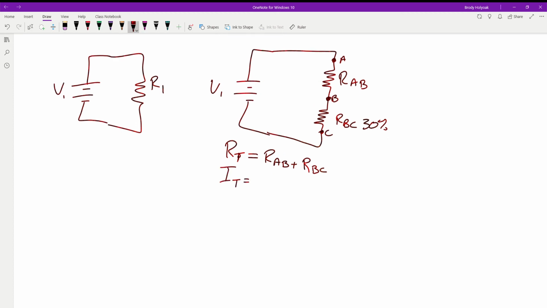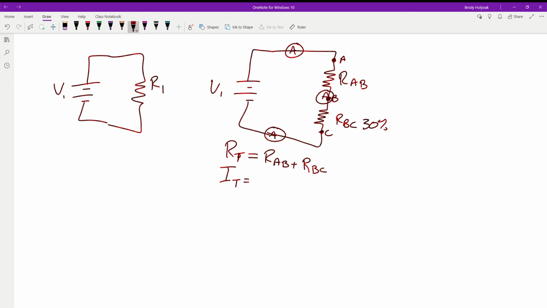So now that we have that, we can find our current total. And what's the rule about current in a series circuit? It stays the same everywhere in a series circuit. So that means we could put an ammeter here, we could put an ammeter here, and if this wasn't a potentiometer, we could put an ammeter there. All three of those, if we had them all hooked up at the exact same time, would give us the exact same current. Now the difference is we're going to have different voltage drops.